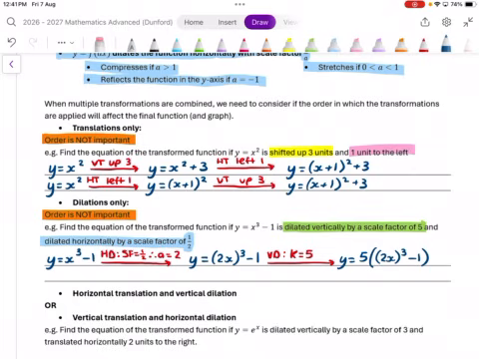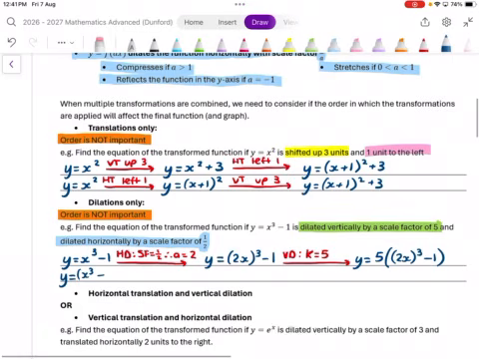All right. Now if we do vertical dilation first, so we still start with y equals x cubed minus 1. We don't need the bracket, sorry. We will have that our vertical dilation has k equals 5. So we'll get y equals 5 lots of x cubed minus 1.